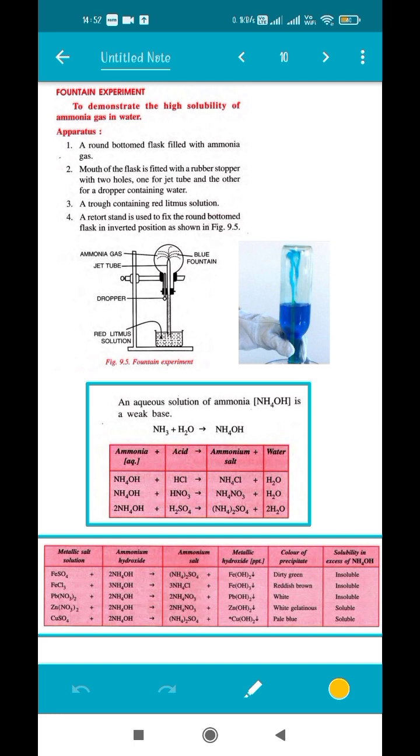So a question can be asked: how can you differentiate between hydrogen chloride gas and ammonia just by seeing the color of the fountain experiment? For ammonia it is blue, for hydrogen chloride it is red.